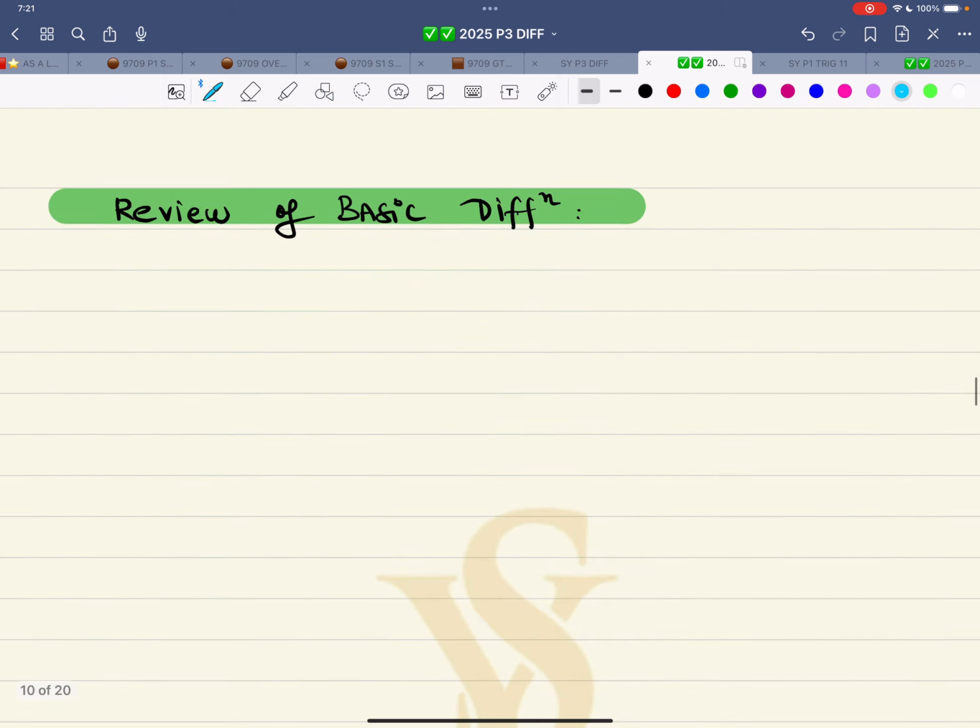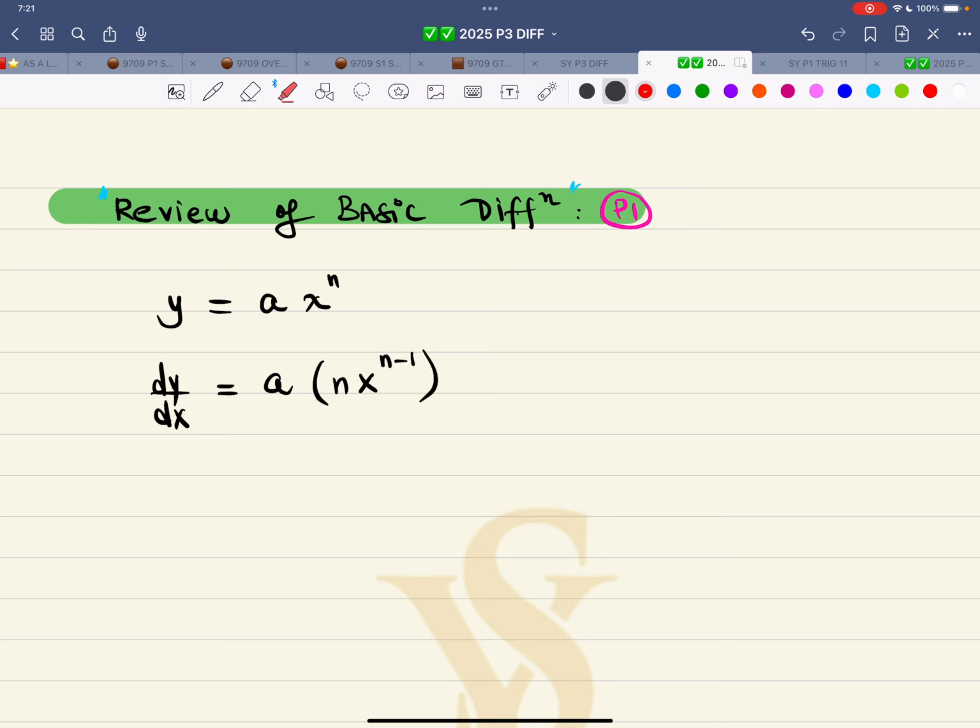First of all, if I review what we have done in differentiation in P1, we have done two things. The first thing is y equals a constant a multiplying with a variable x raised to the power of n. When we find dy by dx, the first derivative, a remains as it is, the power comes down, x remains as it is, and the power reduces by 1. So x raised to the power of n becomes n x raised to the power of n minus 1. This constant a remains as it is. That is the basic differentiation.